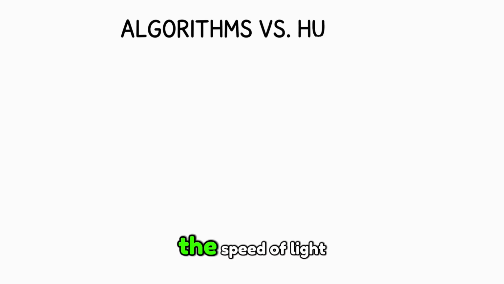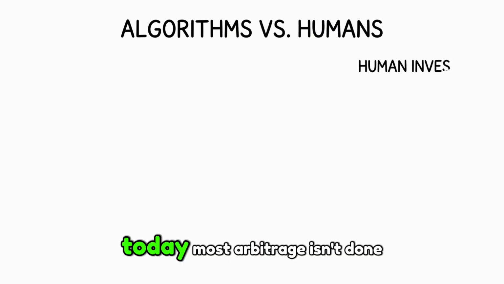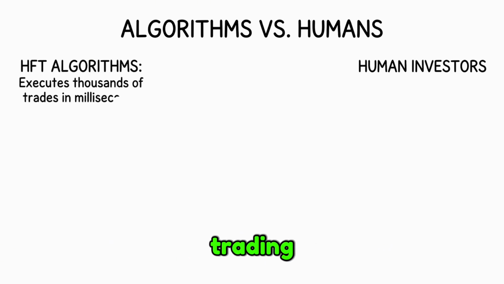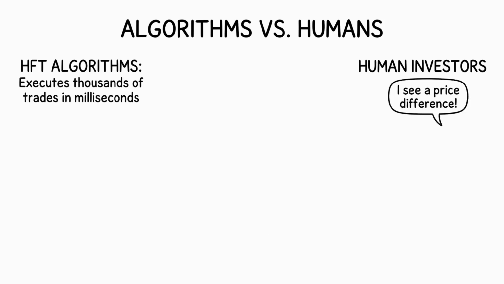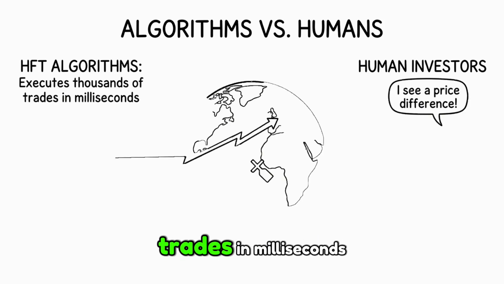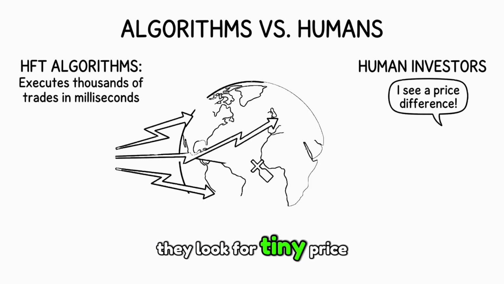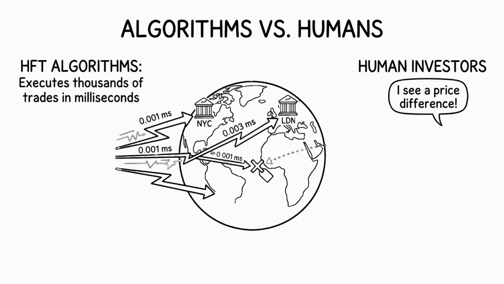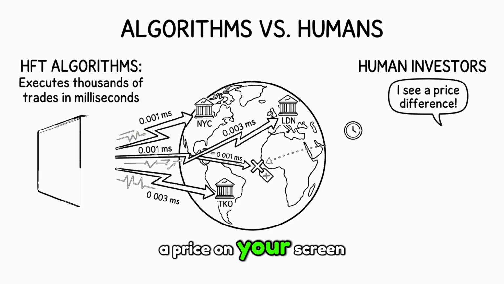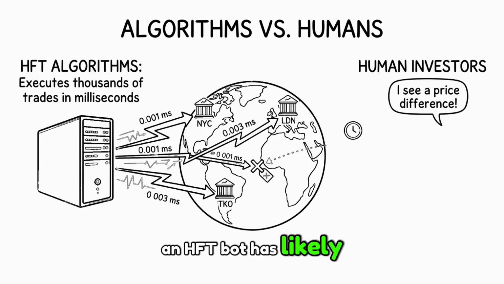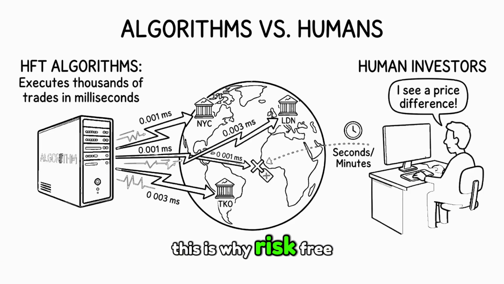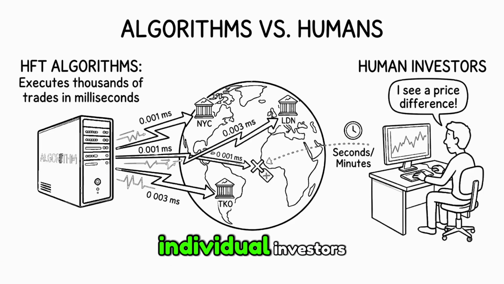Section 4. The role of HFT, the speed of light. Today, most arbitrage isn't done by humans. It's done by high-frequency trading, HFT algorithms. These computers execute thousands of trades in milliseconds. They look for tiny price differences across the globe that last for only a fraction of a second. By the time you see a price on your screen, an HFT bot has likely already spotted the arbitrage opportunity and closed it. This is why risk-free profit is so rare for individual investors.